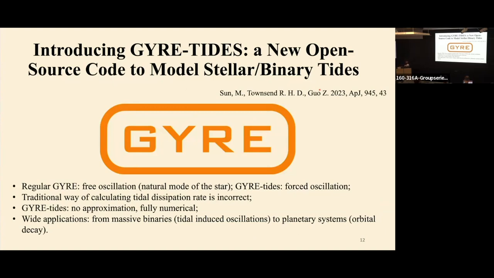Also, like I said before, the traditional way of calculating the tidal dissipation rate can lead to a big problem when compared with observation. With the constant Q model, we usually overestimate the orbital shrinking rate and sometimes underestimate the orbital circularization rate. GYRE-tides doesn't suffer from these limitations because we don't do any approximation. It is a full numerical solution of the tidally forced equations.